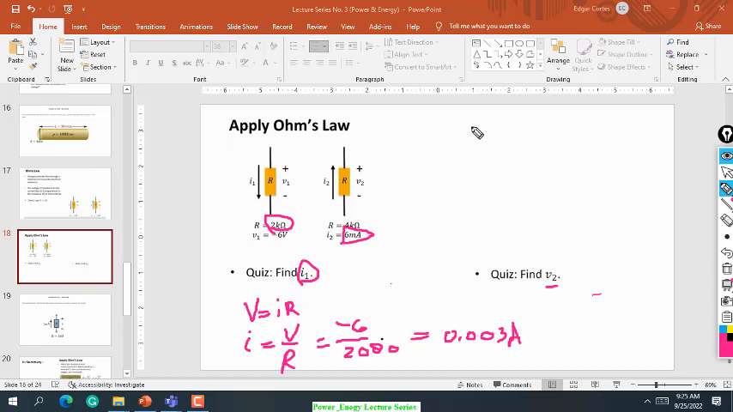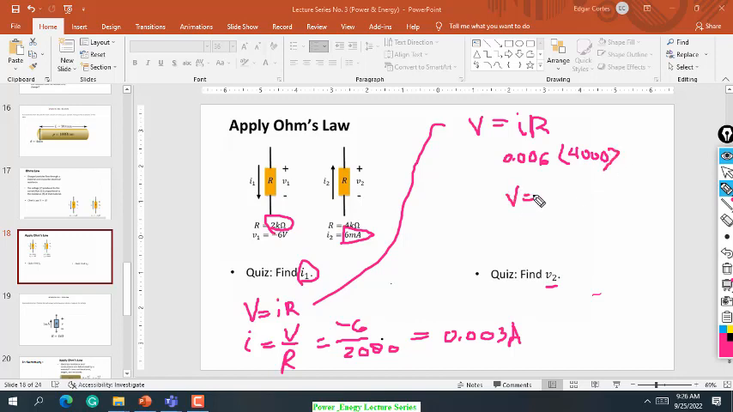So here we are looking for V. Using this equation, since V is what we are looking for, we just simply copy the equation: V equals I times R. But our I is given as 6 milliamperes, so that is 0.006, times 4,000, because that is kilo.